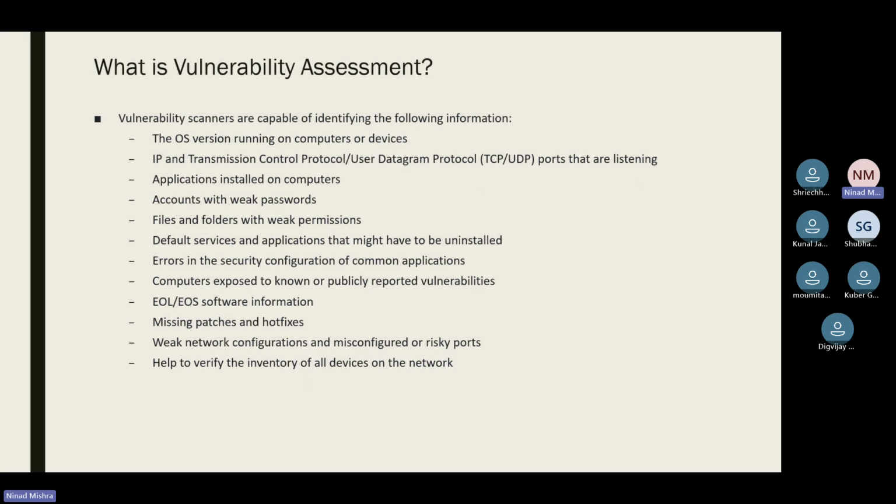Vulnerability scanners are capable of identifying the following information. Whenever you are doing the VA scan, it will help to identify the following information. First is the OS that is running on the systems or the devices. As I provided the example of the FortiGate, their previous OS is vulnerable, and currently they are also breached. So this VA scan will identify if it is using any old OS.